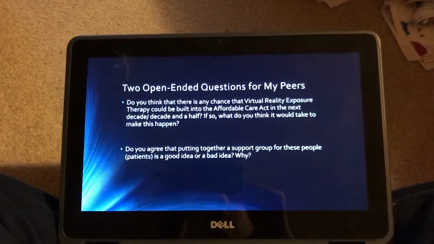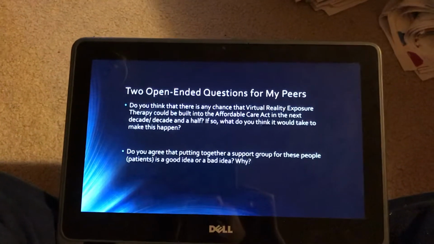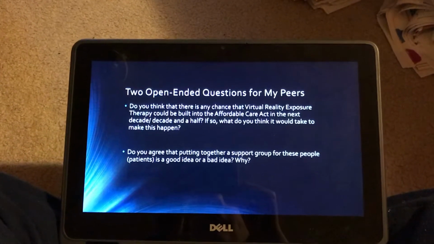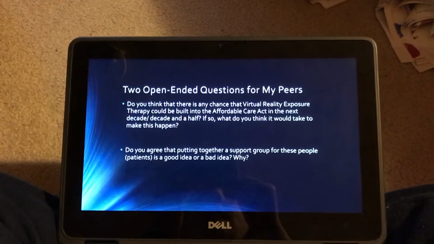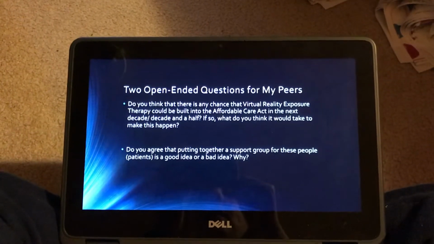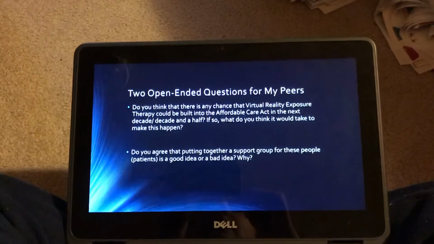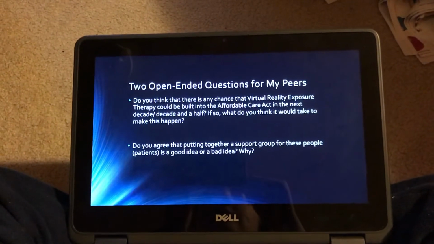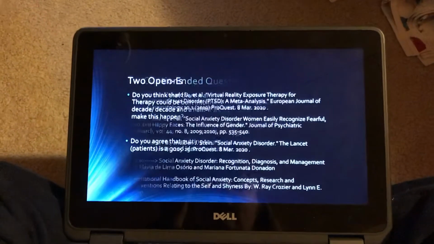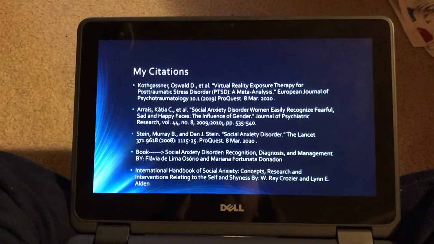My 2 open-ended questions are: do you think that there's any chance that this therapy could be built into the Affordable Care Act in the next decade? And if so, what do you think it would take to make this happen? And the other question is, do you agree that putting together a support group is a good idea or a bad idea, and why? Lastly, I have all my citations, and that is it.